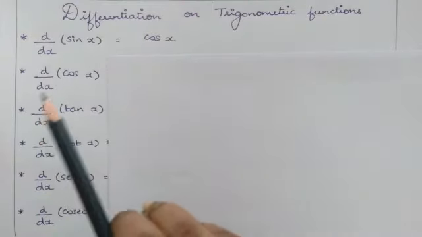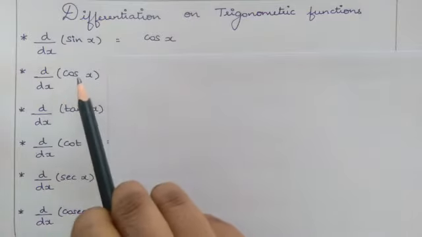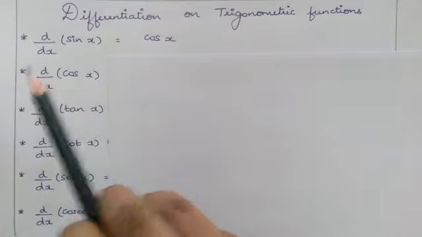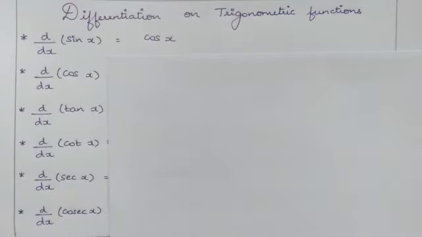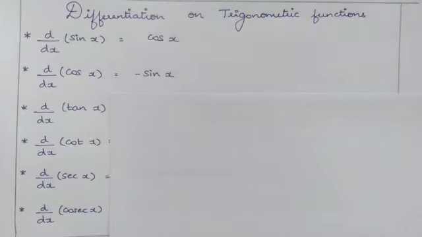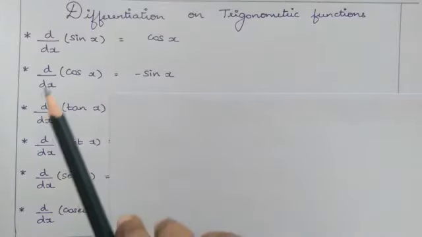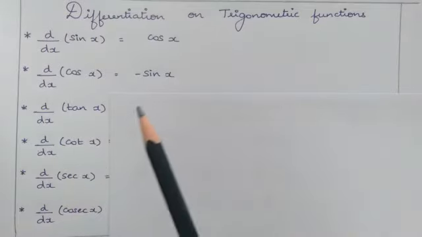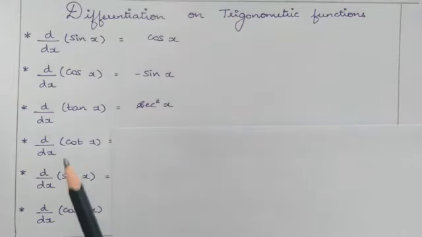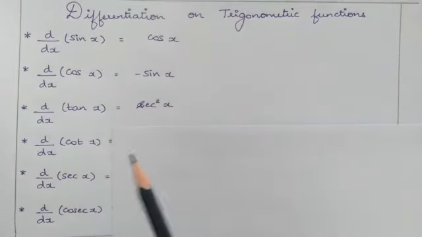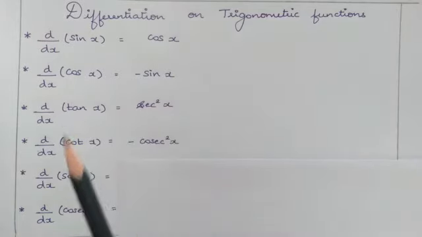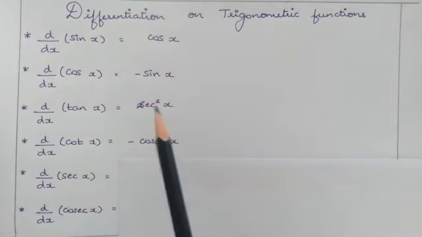Same way, d by dx of cos x. That is when we are differentiating the cosine function. The opposite of cos x is sin x only. So the formula here will be minus sin x. That's it. So cos x becomes minus sin x. Now next, if we have a tan function and we are supposed to differentiate it, d by dx of tan x will be secant square x. That's it. Next, if we have cot x, that is going to be minus cosecant square x.